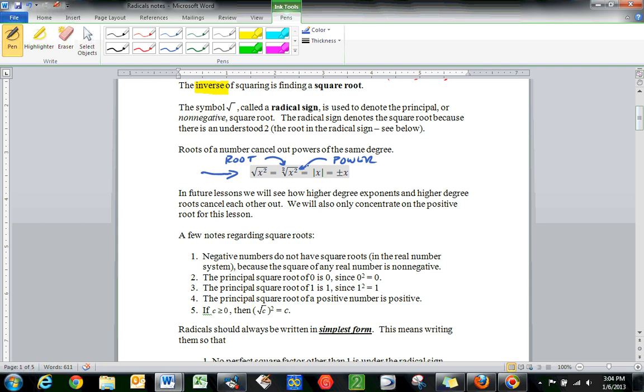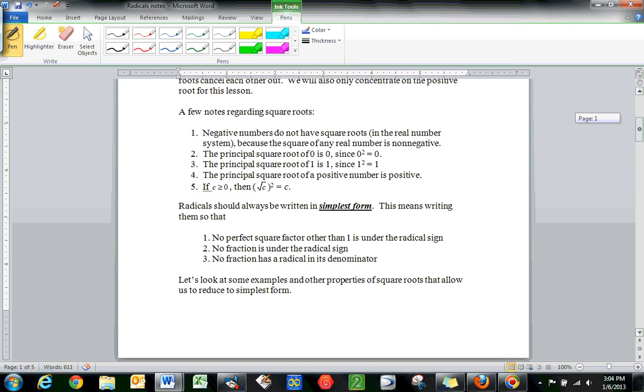Now this is going to be important for us to determine in Chapter 5 when we're dealing with quadratics, because we're going to need two answers, and we'll discuss that as we go along. For the purposes of this set of review notes, however, we are only going to focus on the positive version of the root. So if we look at some basic principles about square roots, we have 5 of them here that you need to be aware of.